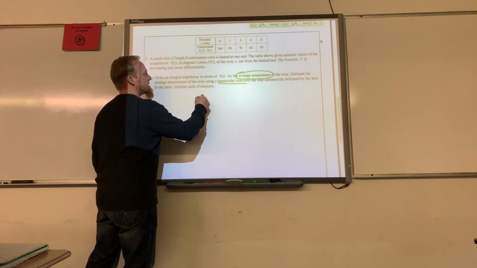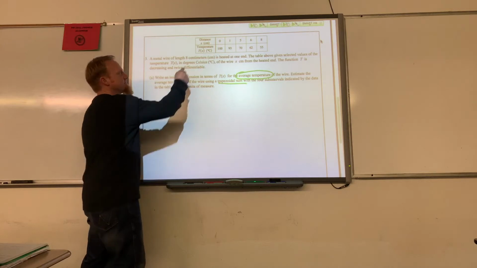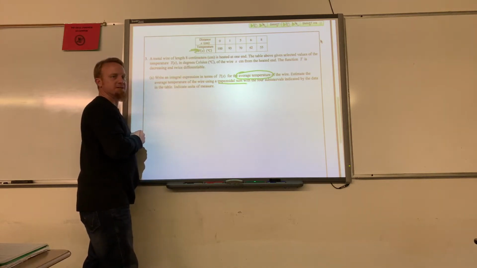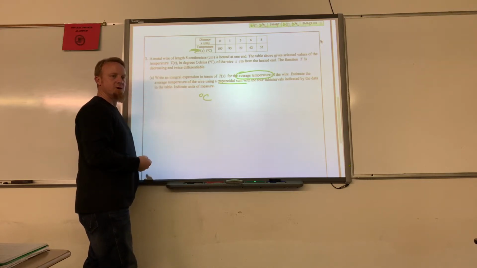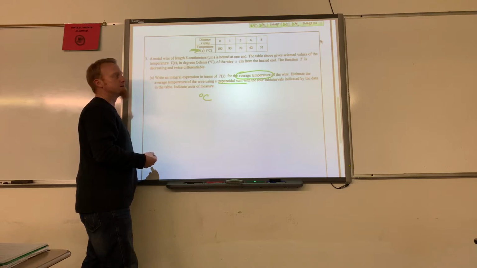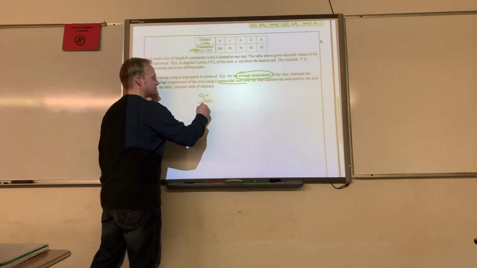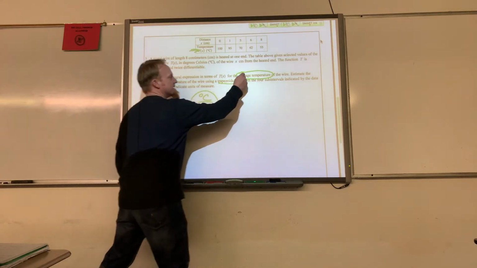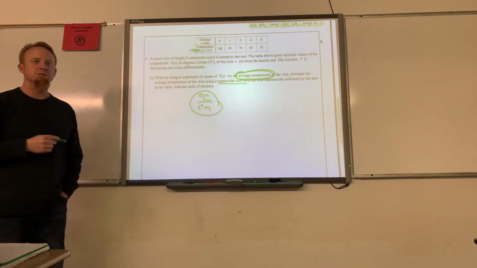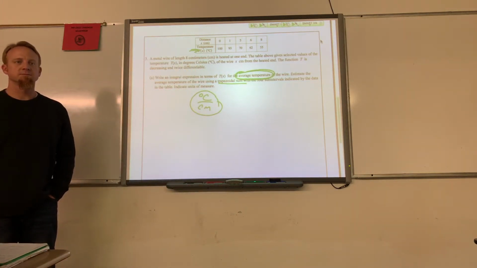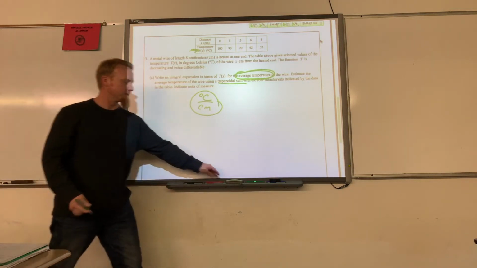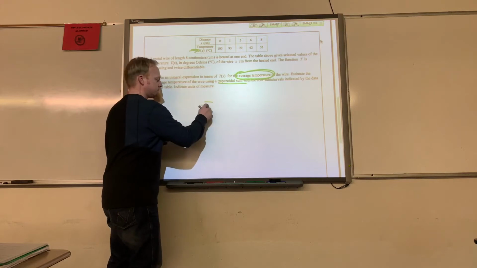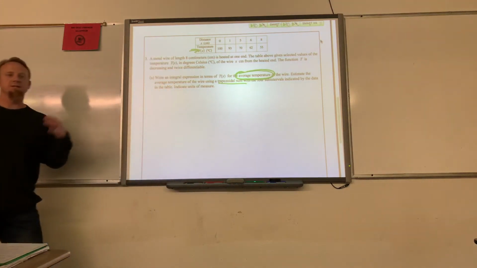What? Centimeters? No. Here's T. What's the units of T? Degrees Celsius. Okay? And then you said it was over centimeters. Okay? Does that give me an average temperature? What should the units of average temperature be? Just degrees Celsius. So does this give me what I want? No. Good thinking.